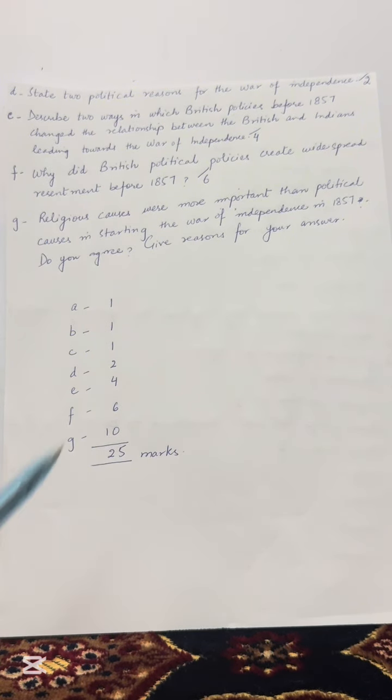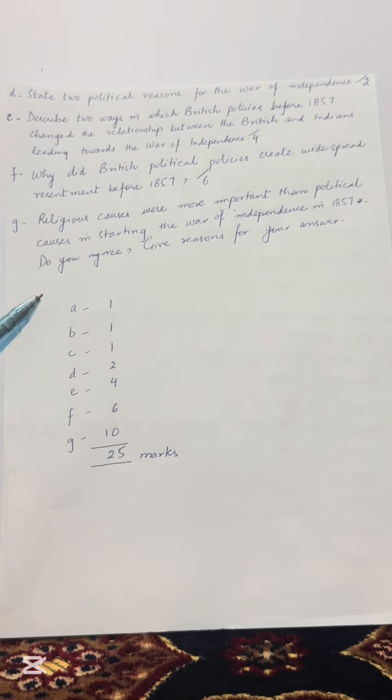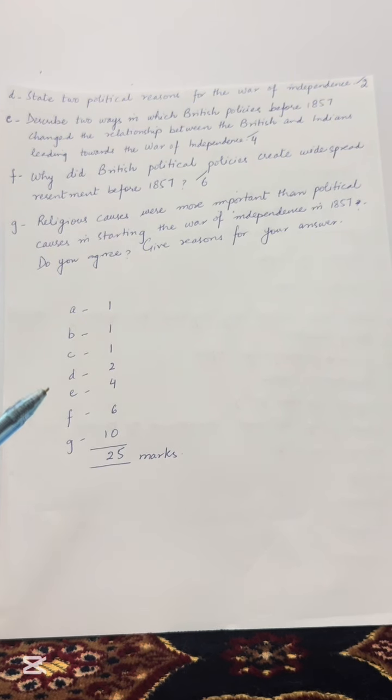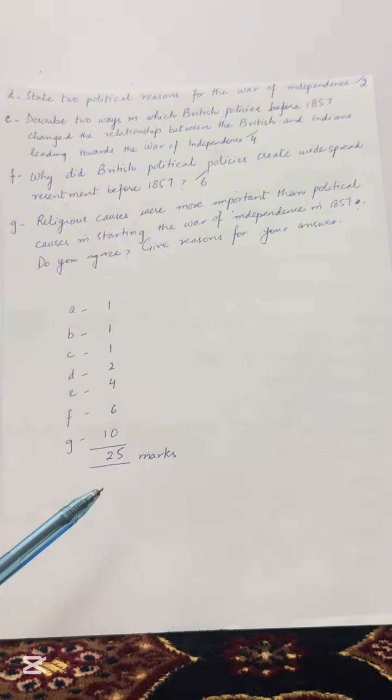The last mark is given for the conclusion, which is a little different in this new exam pattern. In this new exam pattern, the conclusion will be a comparative one. Previously you used to write only 1 reason and justify that. But here you will write the comparison between the 2 and state which one is the most important. That will become your conclusion.